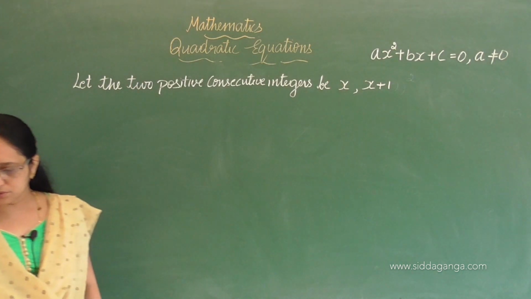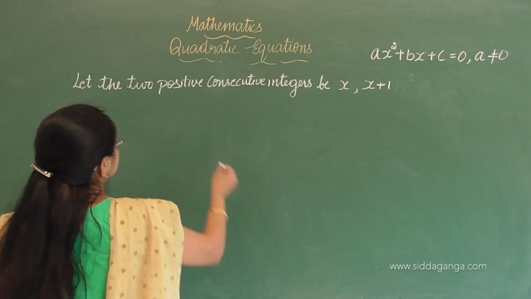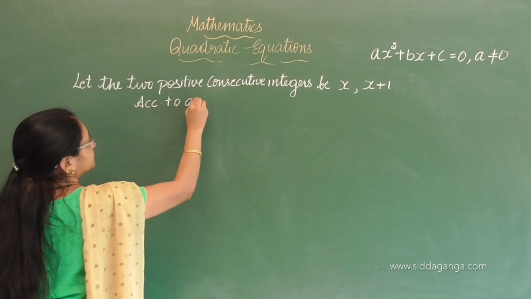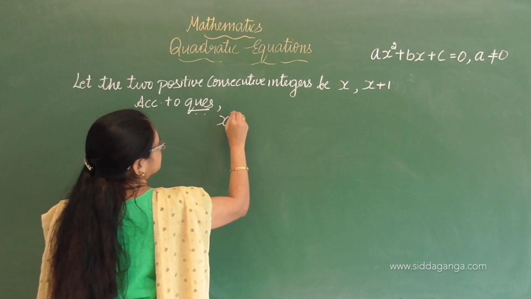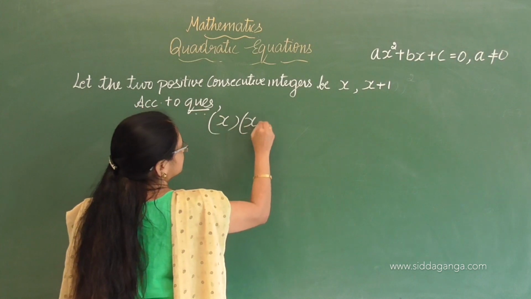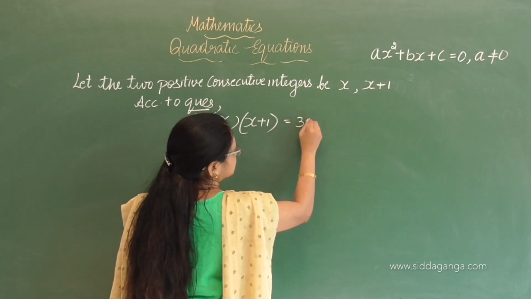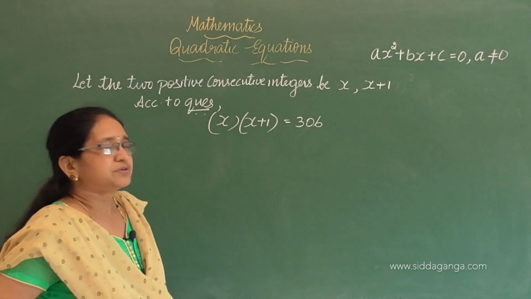Okay, two positive consecutive integers. So, what have they given according to the question? According to the question, the product means you have to multiply. The product of two consecutive integers is 306. See, this is a very simple problem. I hope you can do it.